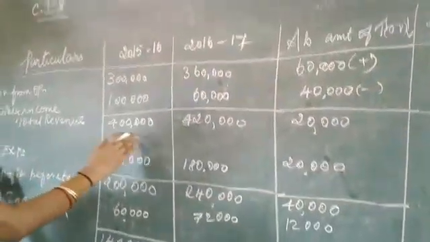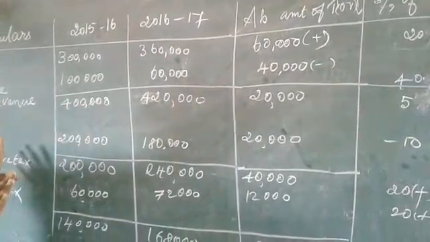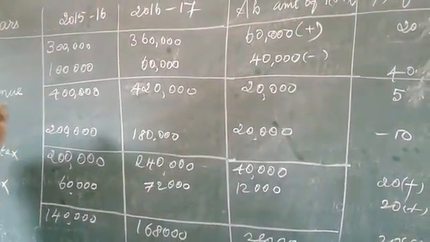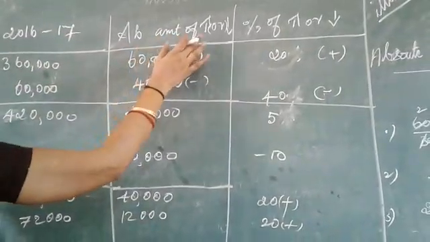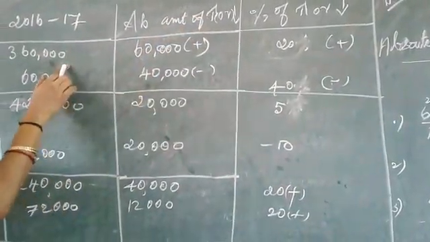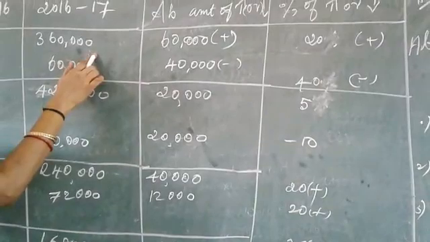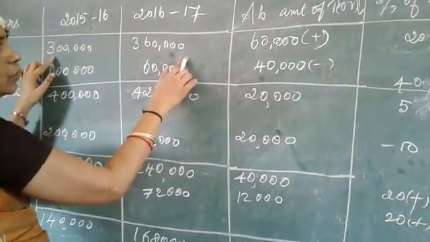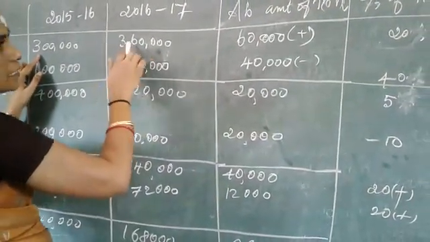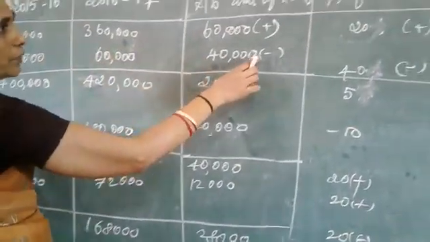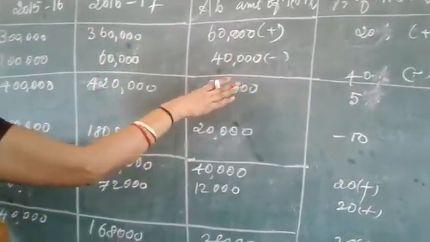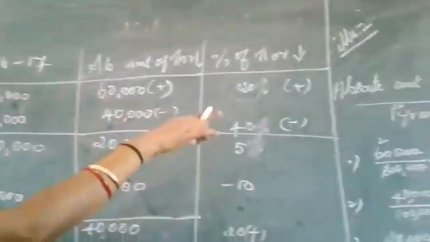As it is, the first column and second column were given in the sum. Just you are going to copy down as it is. Third and fourth column, absolute amount of increase or decrease. That means just you are going to deduct the first and second column. Find out the increased value or decreased value. Increased means you have to put the symbol plus. Decreased means you have to put the symbol minus. Okay.